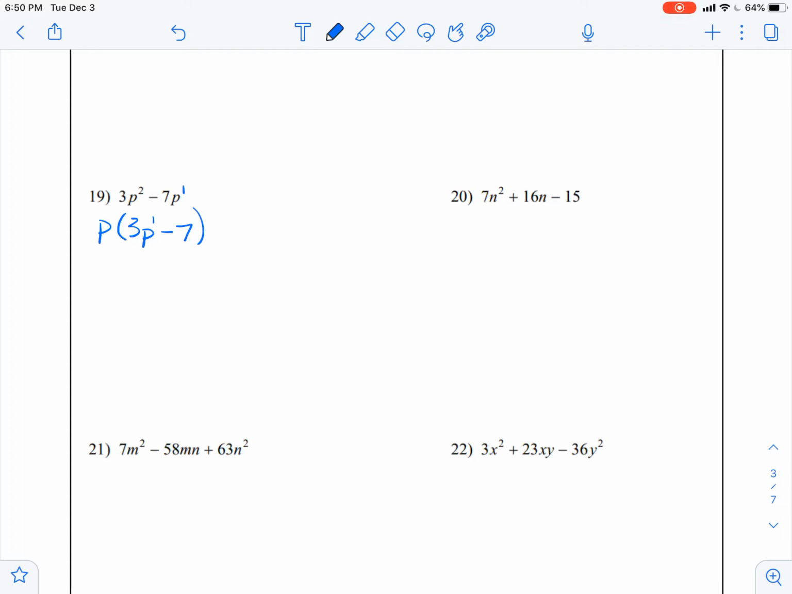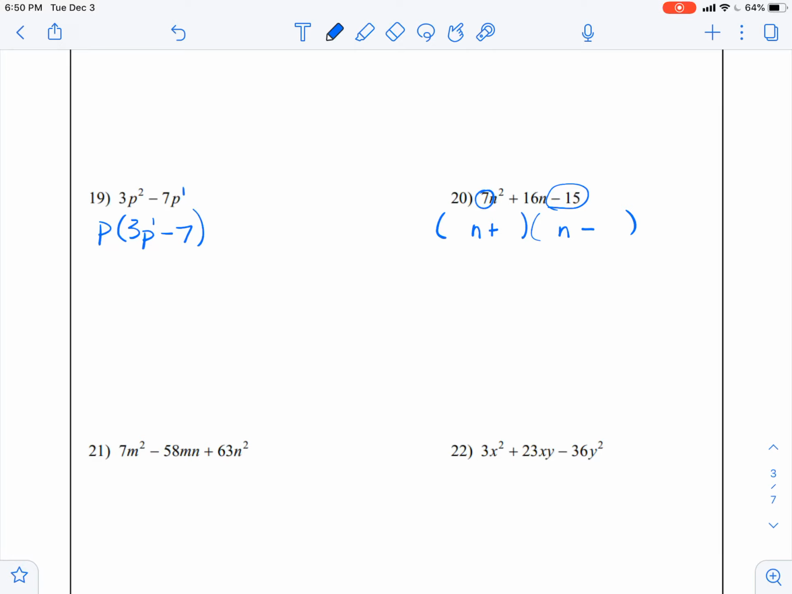Let's try another one. 7, 16, and 15. Anything in common? 7 is prime, so no. So I'm going to go ahead and get my parentheses set up, and I'm going to put my n in where I need it. I have to have a negative 15. So the only way I can get a negative is a positive and a minus. We talked about that earlier.